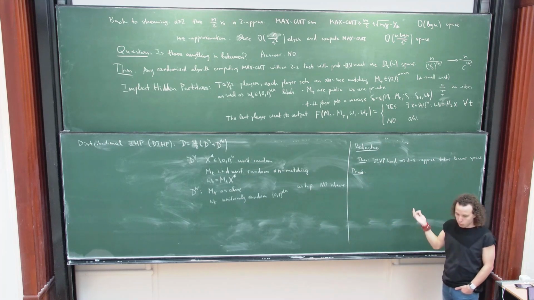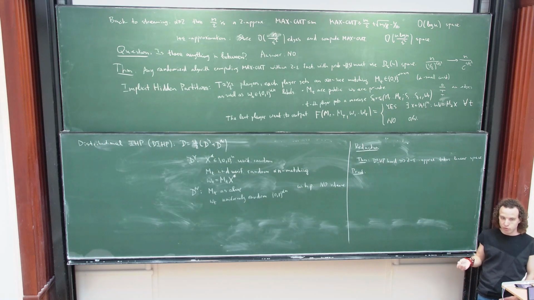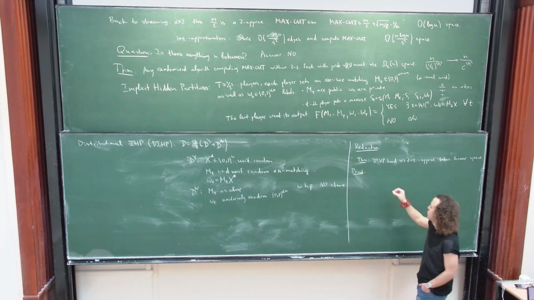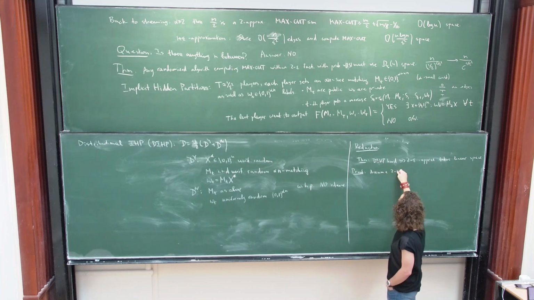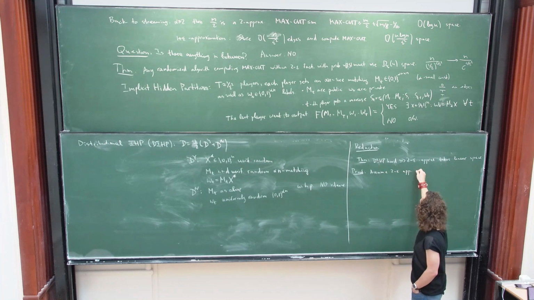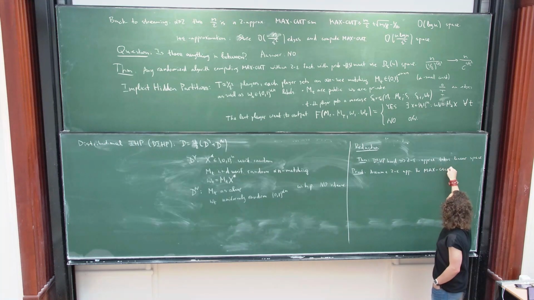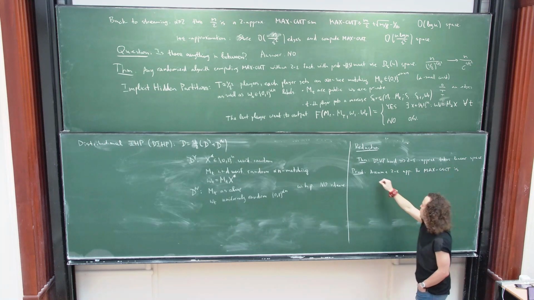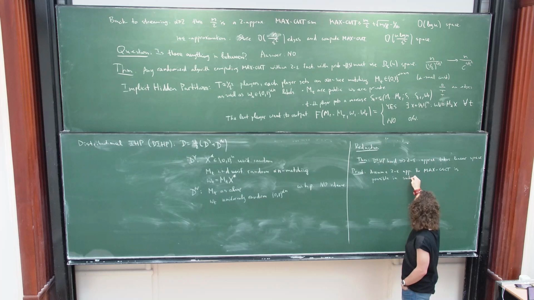Of course, we want to argue in the opposite direction. If there were a streaming algorithm, we would want to solve this problem. So assume a 2 minus epsilon approximation for max cut is possible in sublinear space.